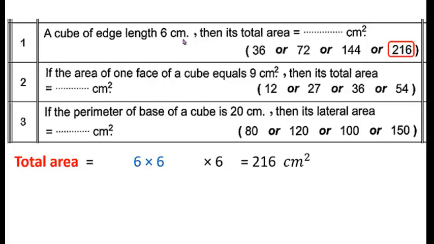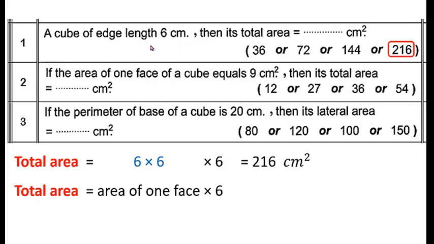Let's go now for number 2. If the area of one face of a cube equals 9 centimeters squared, then its total area equals? We know that total area equals area of one face times 6, right? In this question, he didn't give me the edge length, he gave me the area of one face. So I already have the area of one face equal to 9. All I should do is 9 times 6 to calculate the total area, which is going to be equal to 54 centimeters squared.